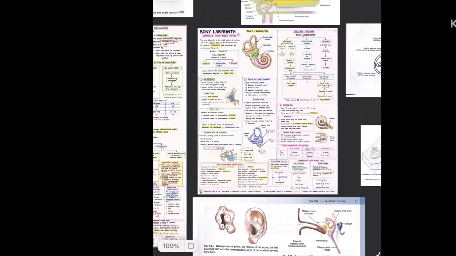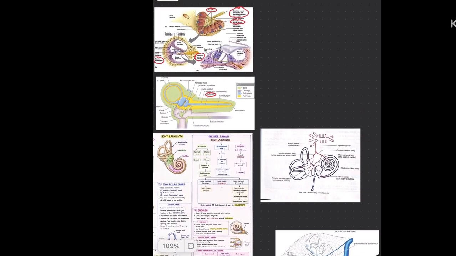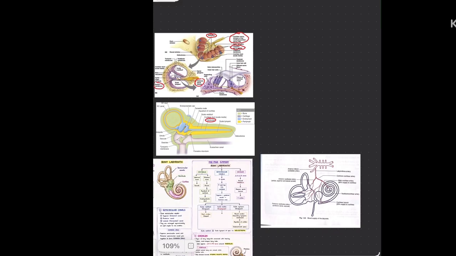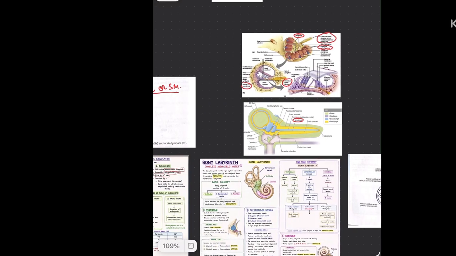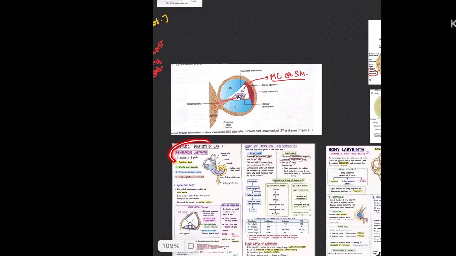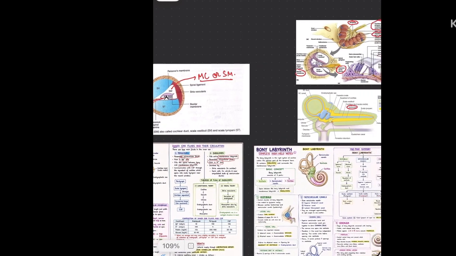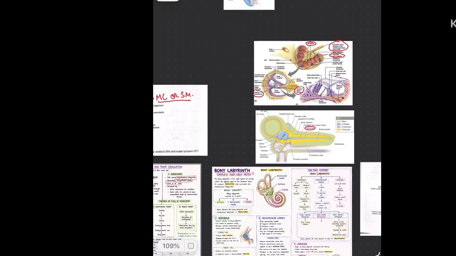Okay, so today we are going to talk about the third part of chapter 1 of anatomy of ear, that is the inner ear. Let's start with the inner ear. The inner ear consists of two things: the bony labyrinth and the membranous labyrinth. As I told you earlier, the inner ear is also known as the labyrinth. So we are going to focus on the bony labyrinth first.